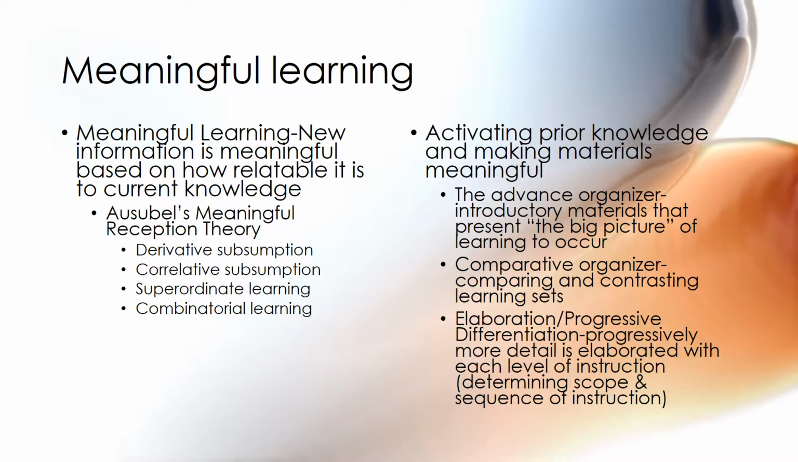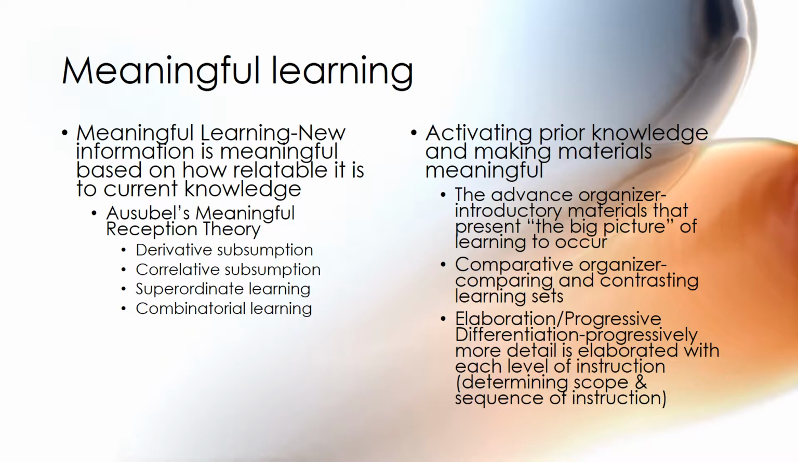In correlative subsumption, if the student then learns many trees also produce fruit or nuts, the concept of a tree has been altered to include the possibility of producing fruit or nuts.